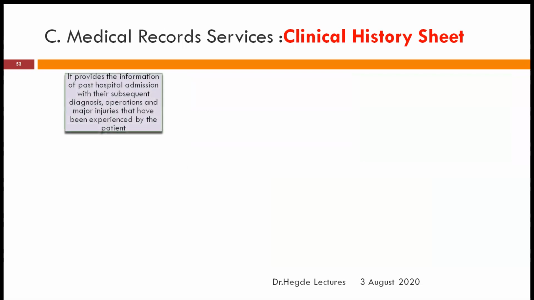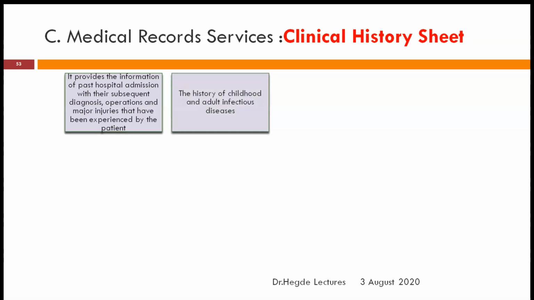There is one more important medical record service which comes into the picture in the hospital, that is the clinical history sheet. This clinical history sheet provides the information of past hospital admissions with their subsequent diagnoses, operations and major injuries that have been experienced by the patient in the past. Okay, it can give all the relevant information about the past incidents which have taken place in the patient.